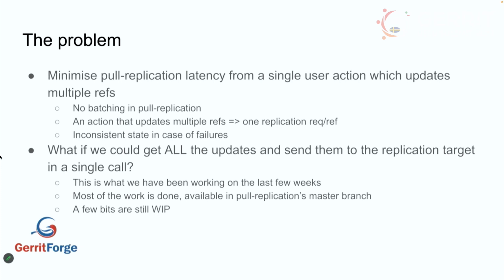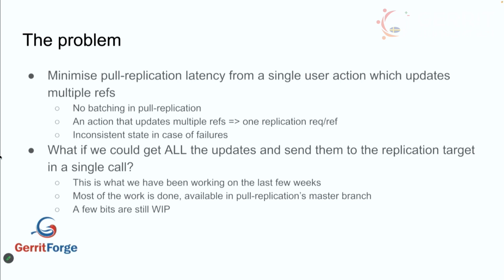For example, if you first got the meta ref and that was replicated correctly, but then you fail to replicate the patch set ref, then this can cause problems. So the question here is, what if we could get all of the updates and send them to the replication target in one single call? And this is what we have been working on lately.